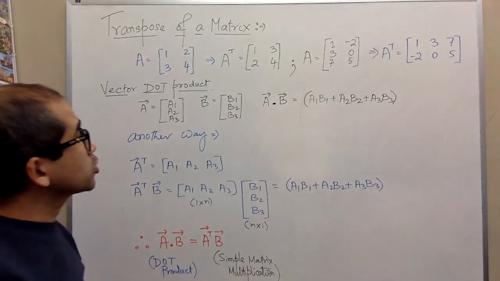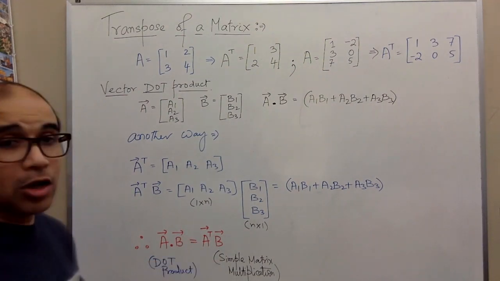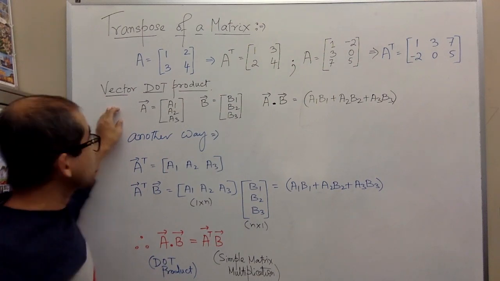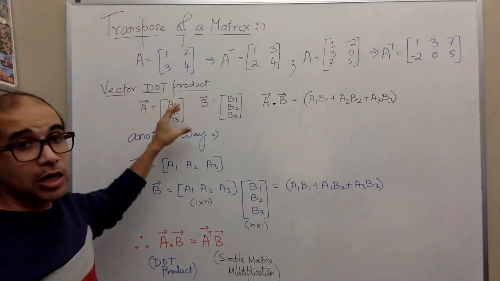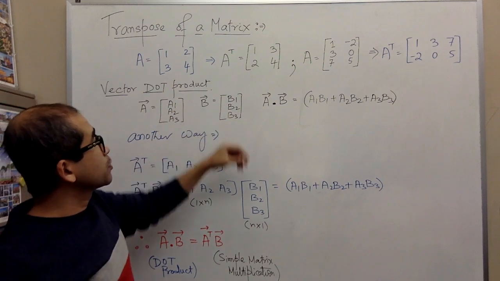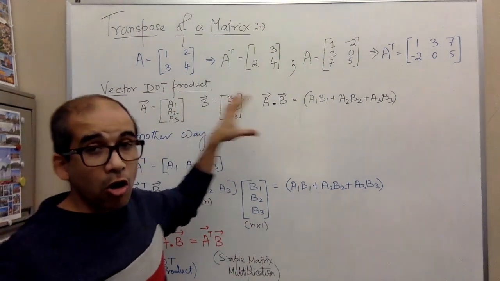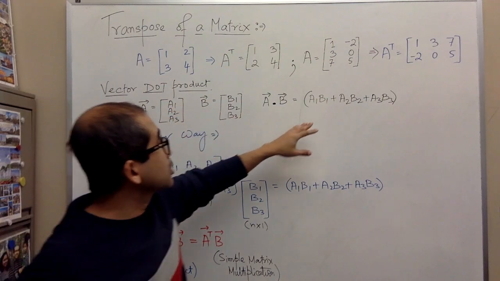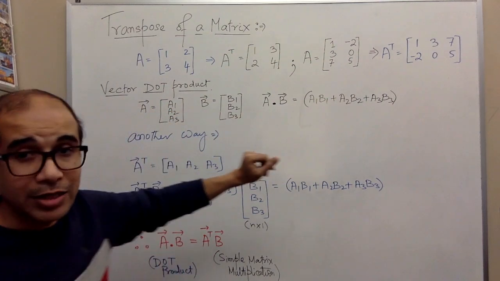Okay, so we want to show you another thing which is used a lot in machine learning. You see, we have already talked about the vector dot product. If A is a vector represented as a column vector, and B is a vector represented as a column vector, A dot B, the dot product of A and B, is the corresponding elements multiplied and added. Okay, so that's the dot product.